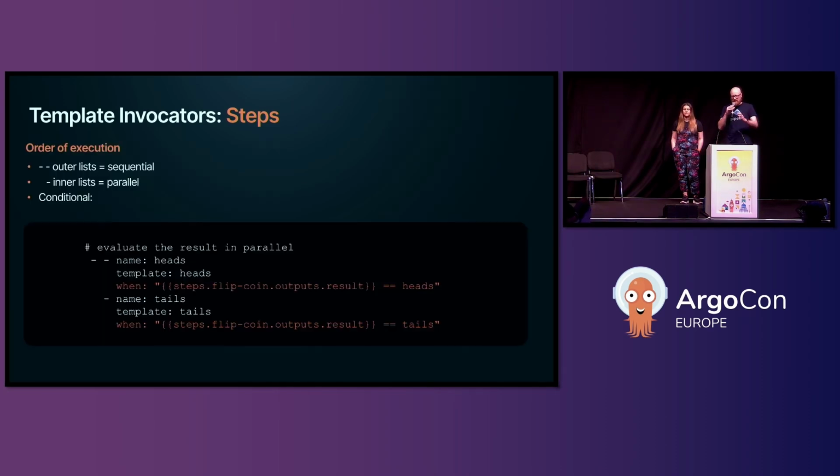So while outer and inner lists give us some way to control the sequential and parallel steps, there are many more ways to control the order of execution as you become more familiar with Argo Workflows. So, for example, you can use a when clause to conditionally execute steps. But if you're just getting started with workflows, the most important thing to know is that a steps template allows you to define a series of steps to run.